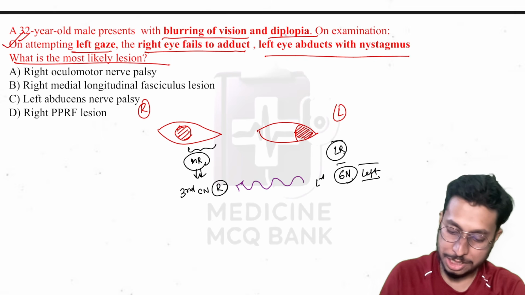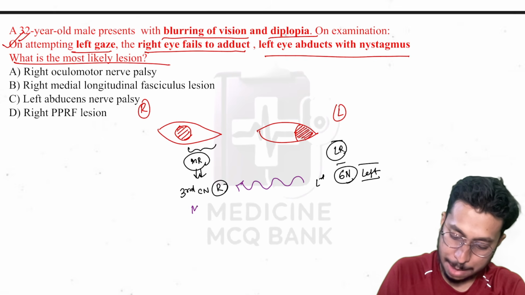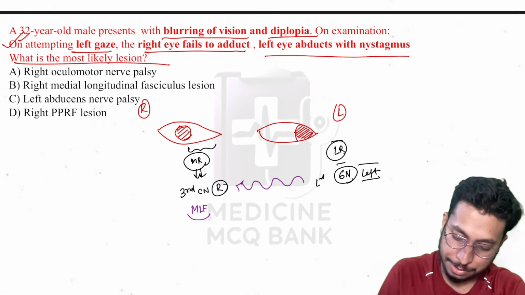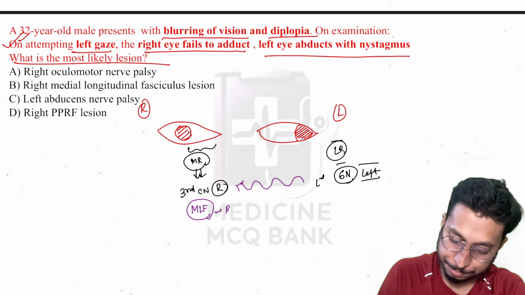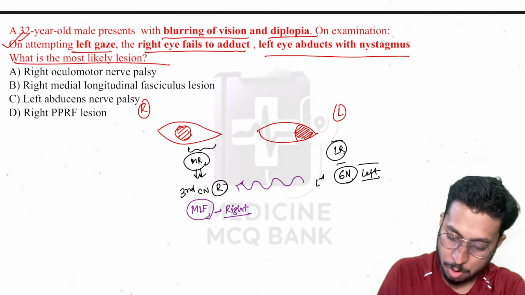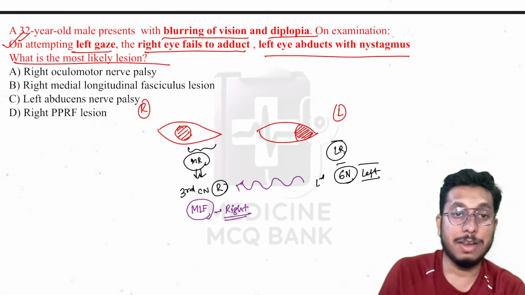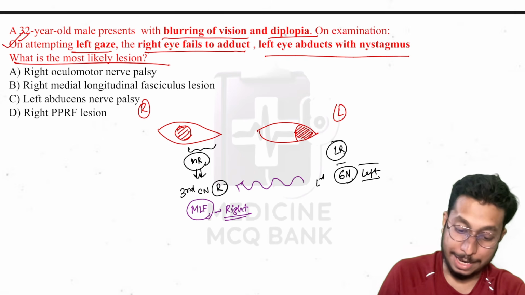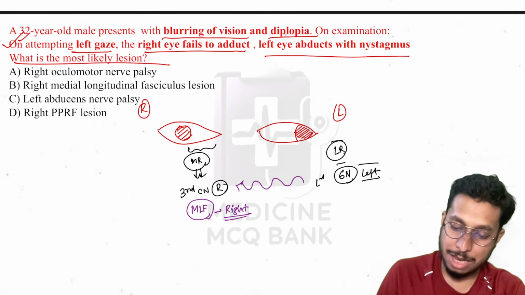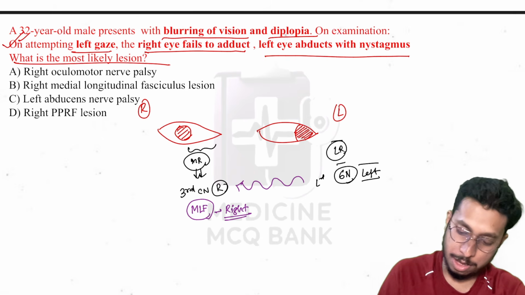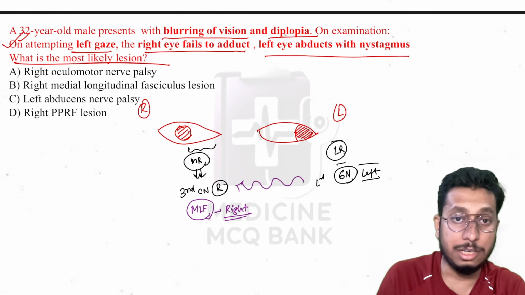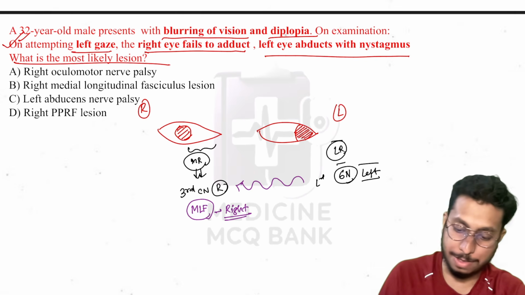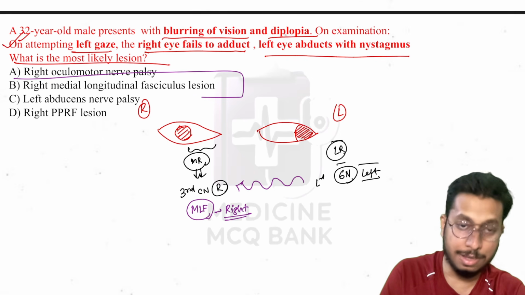So what is this coordination? It is nothing but the MLF, or medial longitudinal fasciculus, which lies on the right side. Okay, and it is usually at the level of the nuclei. That's why we call it internuclear ophthalmoplegia. So this is the effect of internuclear ophthalmoplegia, resulting in this presentation, and it is due to a right MLF lesion.